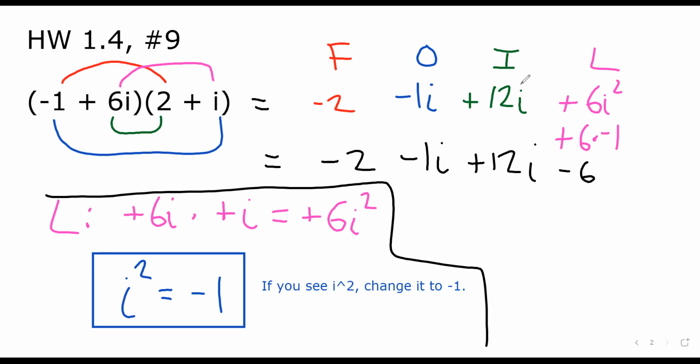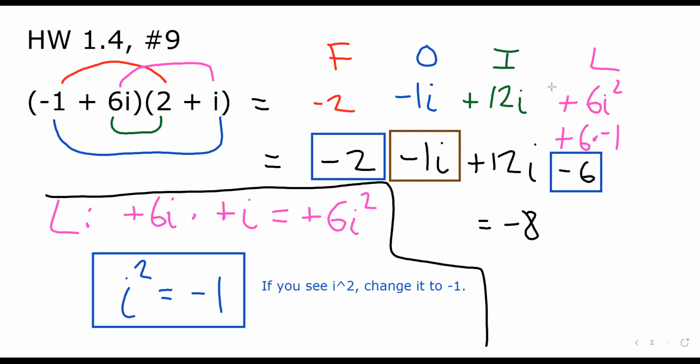All right. So at this point, now we just have to combine like terms. There's no more simplifying the individual terms. However, we can combine the parts without i's and we can combine the parts with i's. The parts without i's are -2 and -6, which together give -8. And then the parts with i's are -1i and +12i.